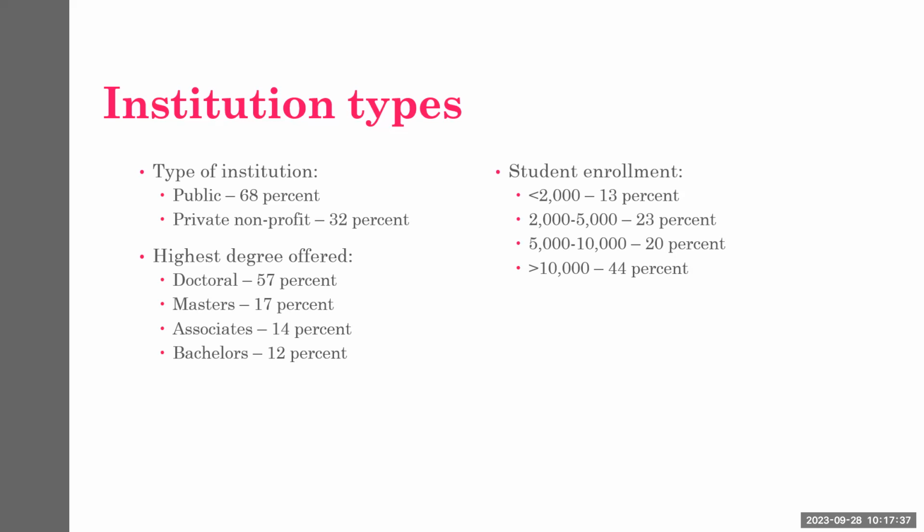We saw a spread of respondents across institutions by size of enrollment, with 44% coming from institutions with more than 10,000 students, although our second largest group, 23%, came from institutions with 2,000 to 5,000 students.